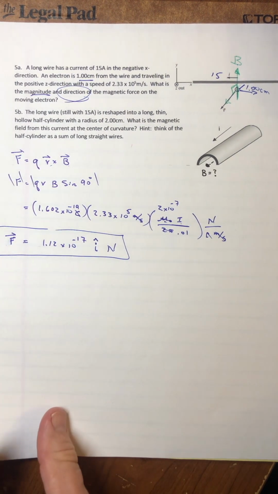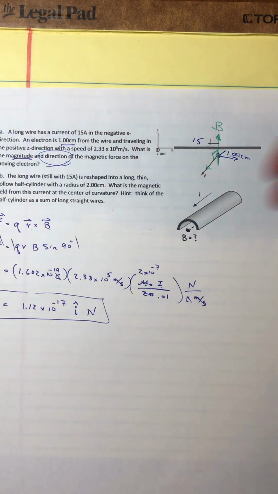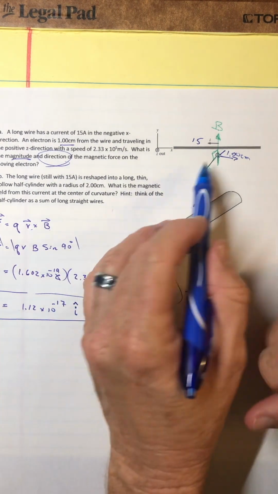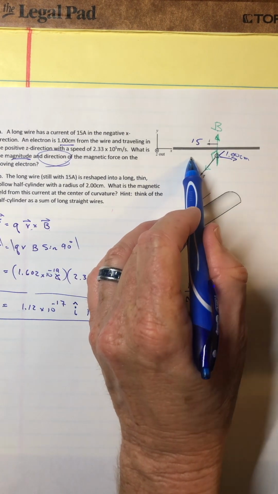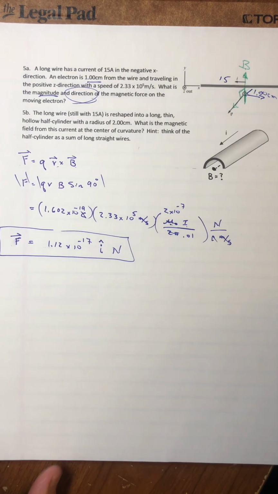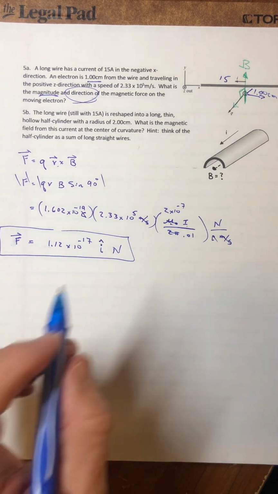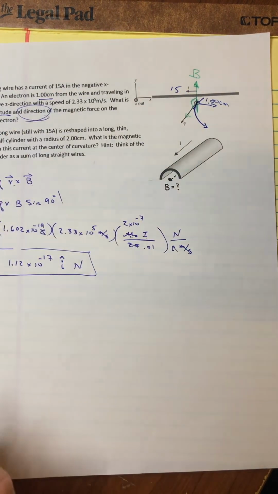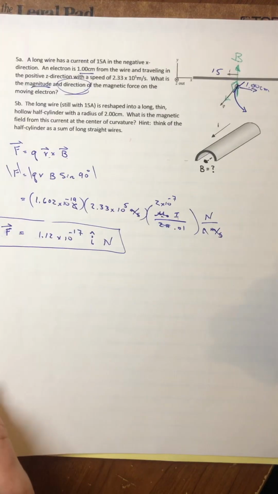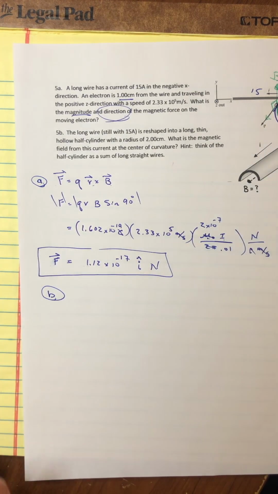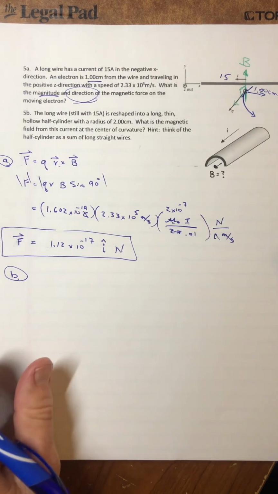And let me just double check that. Something's bothering me about it. Let's see. Right hand, B is up, V is out. So V cross B is in the negative x direction, so an electron would be the other way. Okay. And so this electron is going to be pushed towards the x-axis. So its motion as it's moving out would curl towards the x direction. And that is probably the easier of the two. It's got a lot of pieces to it.